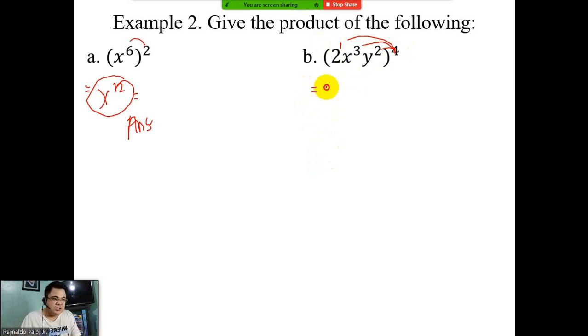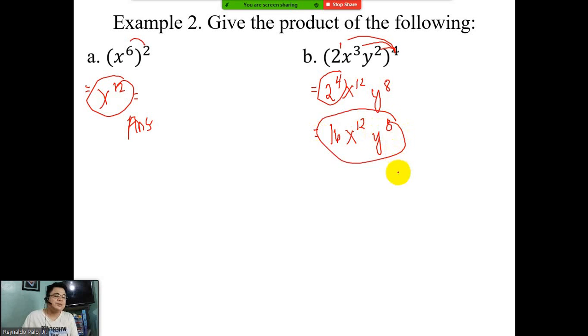So this will become 2 raised to the power of 4, x raised to the power of 3 times 4, which is 12, and then y raised to the power of 2 times 4, which is 8. Then the next thing is, take note that you still need to simplify 2 raised to the power of 4. So 2 raised to the power of 4 is equal to 16. So the final answer now will be 16x raised to the power of 12, y raised to the power of 8. So as simple as that.